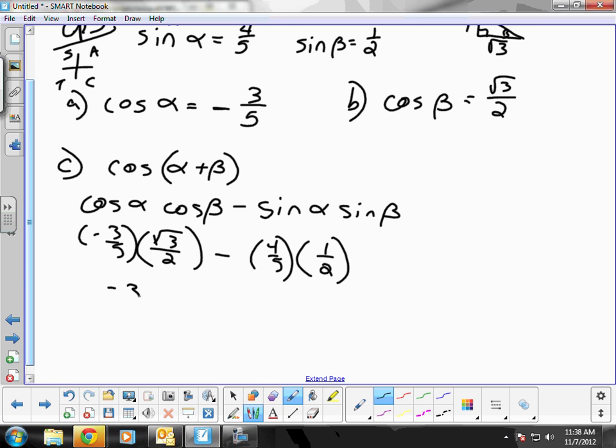So I've got negative 3 times the square root of 3 over 10 minus 4 over 10. So when I put that together, negative 3 times the square root of 3 minus 4 over 10. That's your answer. Part D asks you to do the same thing with the sine of alpha plus beta. I'm going to leave you to do that for yourself.